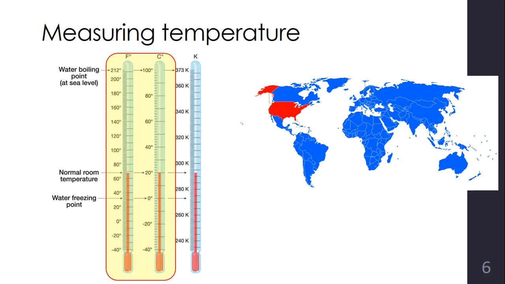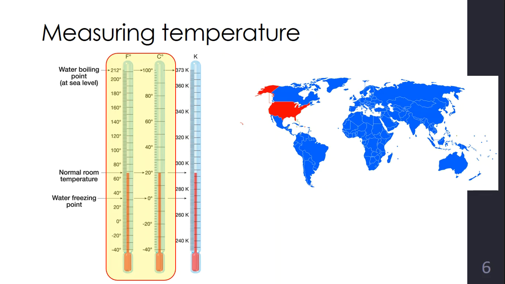This map shows all of the countries in the world who use Fahrenheit. We are in a minority. The rest of the world uses Celsius, where water boils at 100 degrees and freezes at 0, which is pretty intuitive. But we are kind of stuck in this Fahrenheit system for now. But I will refer to both in this class at various times.